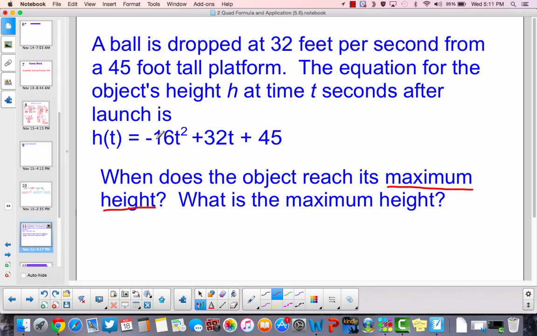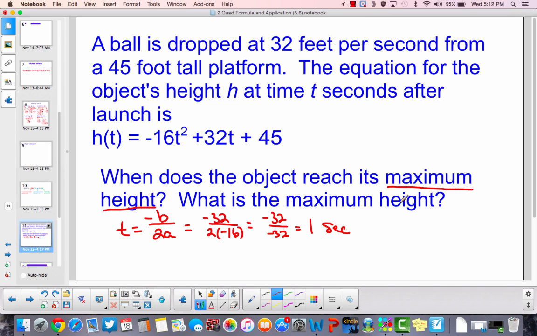Right, the maximum height occurs at the vertex. So we get that t equals negative b over 2a. Well, b is 32, so negative b is negative 32 over 2a, so 2 times negative 16. That ends up being negative 32 over negative 32, which ends up being 1 second. When does it reach its maximum height? At 1 second. This isn't any different than what we did before.